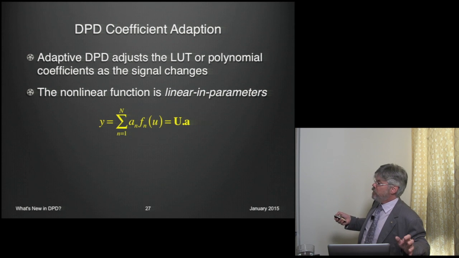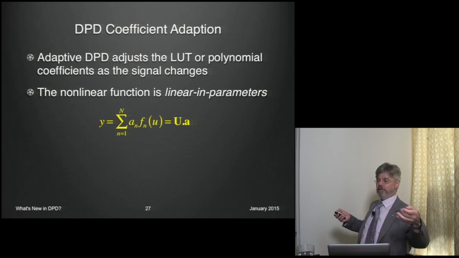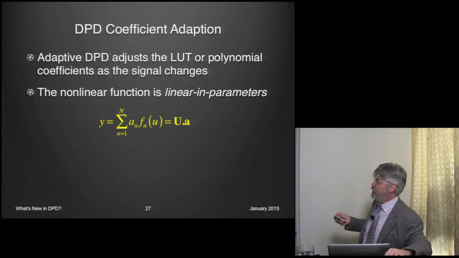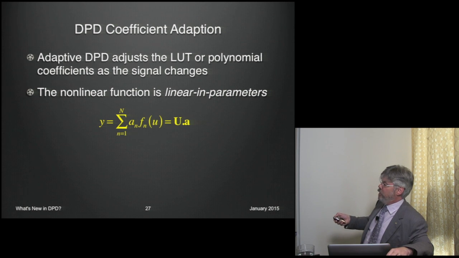Now, the beauty of something like a Volterra series or memory polynomial is that all the nonlinear parts are contained in a nonlinear function, the x squared or the x cubed or whatever, and the coefficients are linear. So if you write out this sum of nonlinear basis functions, each with a coefficient, for all the features that you have, then you can write that in what looks like a standard linear equation.